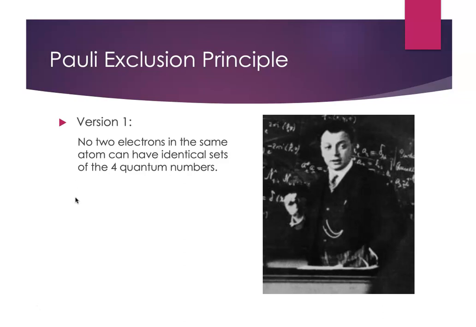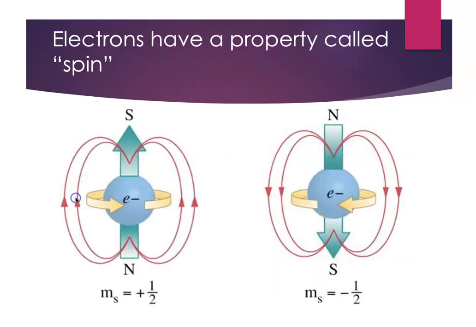He said no 2 electrons in the same atom can have identical sets of the 4 quantum numbers. And if you already know quantum numbers, this is just fine. And if you haven't done quantum numbers, this isn't going to make much sense. So I'm going to explain it in a different way.